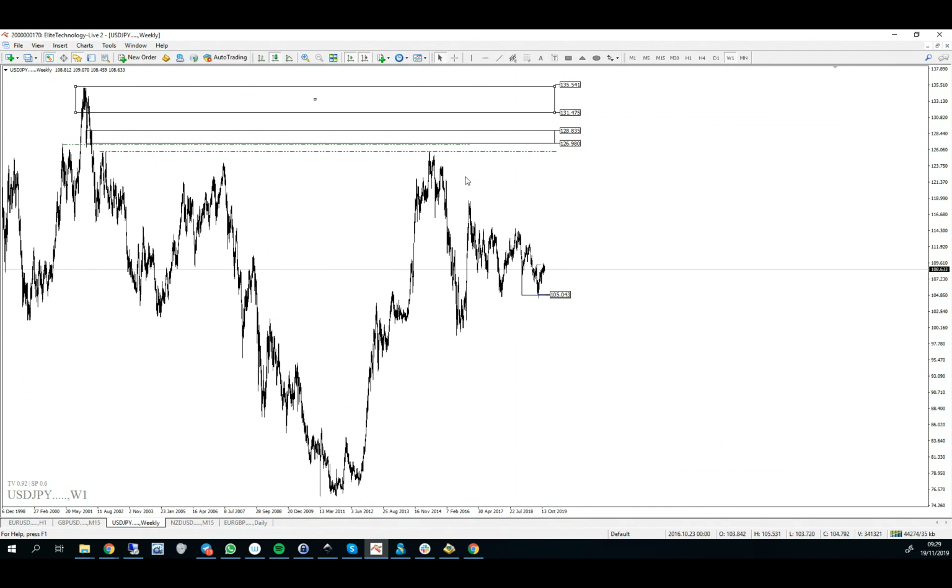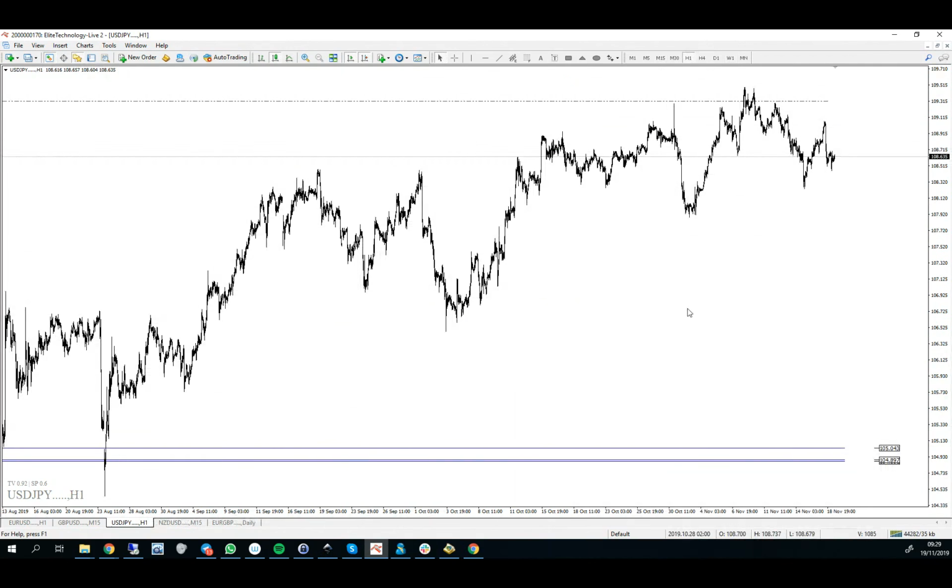So this gives us the main bias on the long term for the Japanese yen: to buy the US dollar with the Japanese yen and look for higher highs. So drilling down to a lower time frame, we are looking for good opportunities to buy.